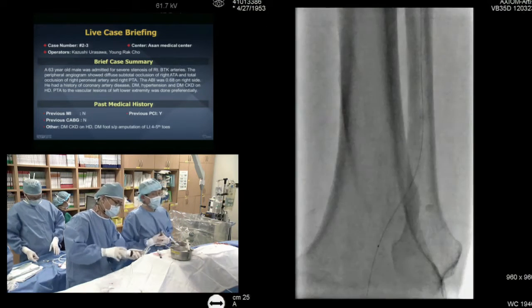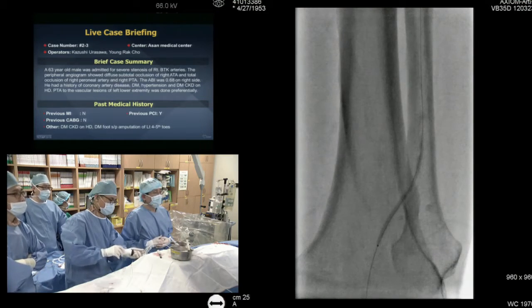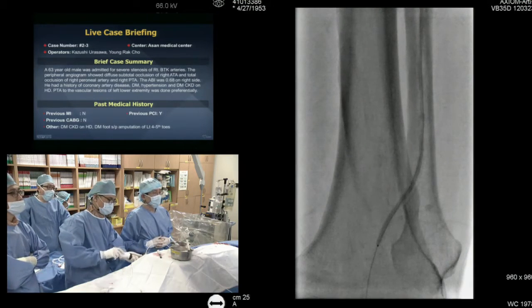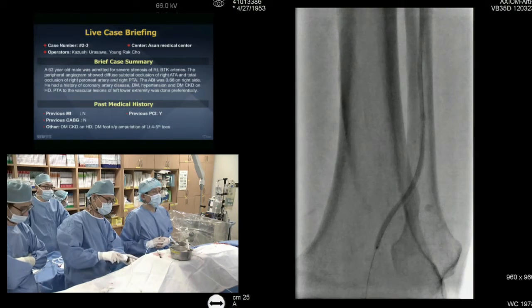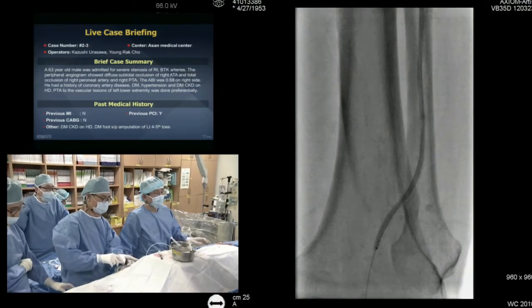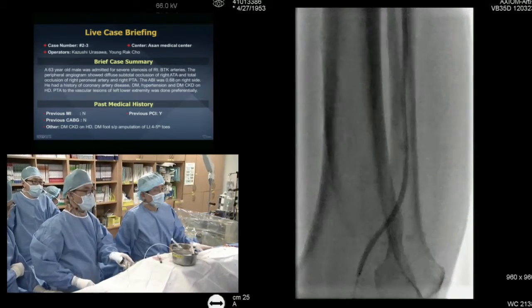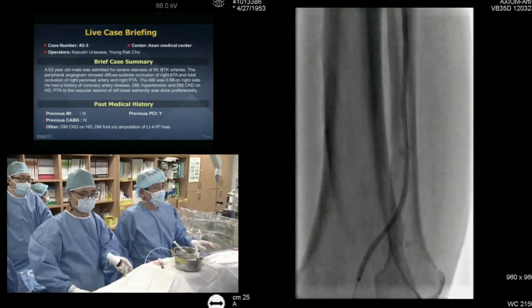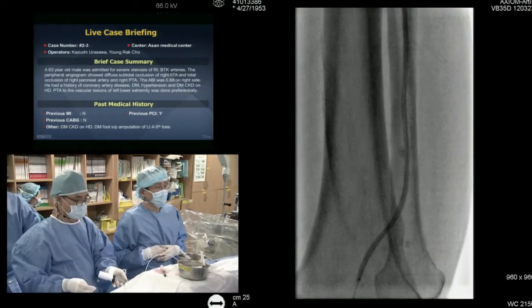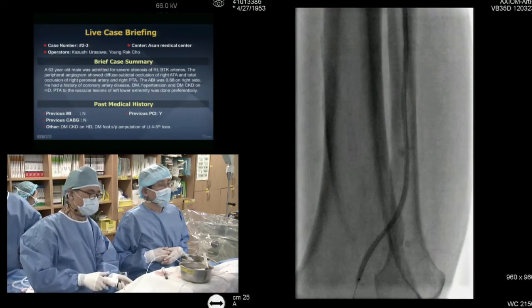Okay, 1, 2, 3, 4, 5, 6, 7, 8, 9, 10, 11, 12. Can I have a DSA mode? DSA mode. 14 atmosphere. 14.